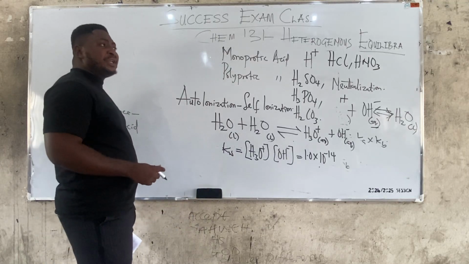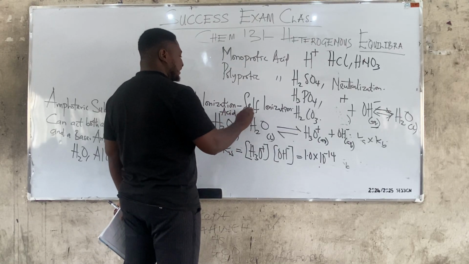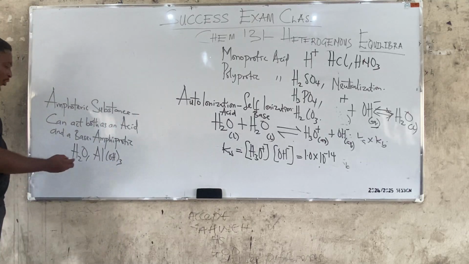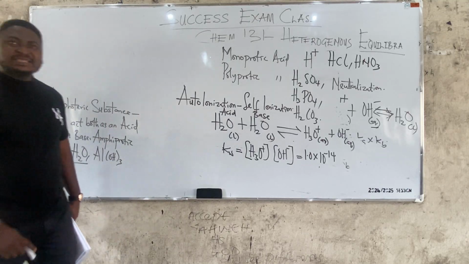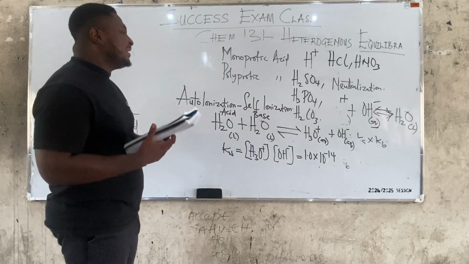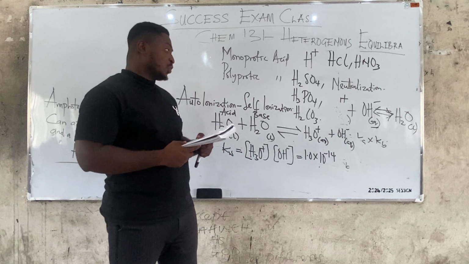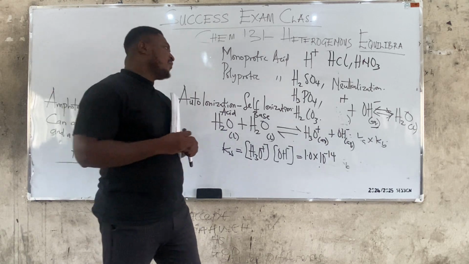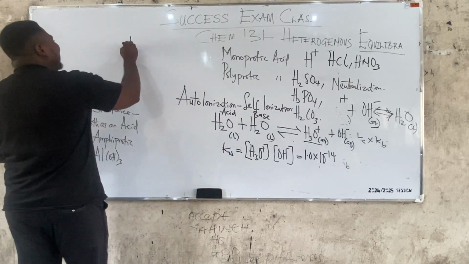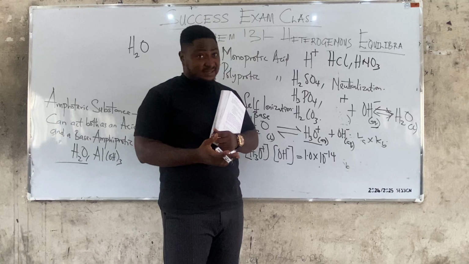Class, are you aware that during the auto-ionization of water, one of these species acts as the acid, one acts as the base? Because I remember telling you that water can behave as an acid and can behave as a base. Class, if ever you are asked to write down the conjugate acid of water, H2O, the conjugate acid of water is H3O plus.